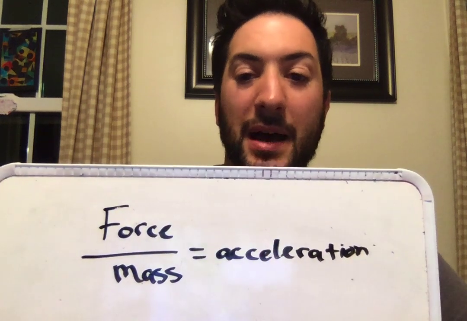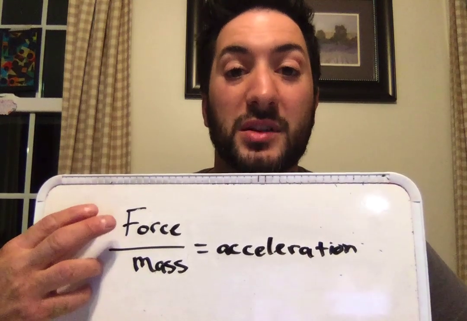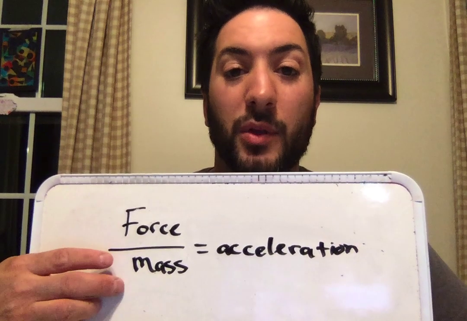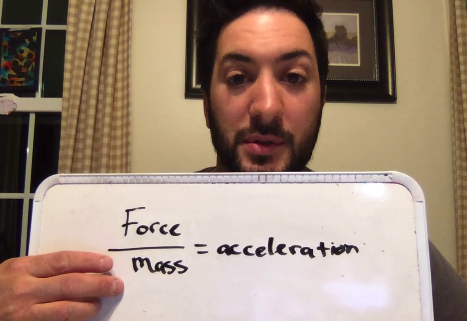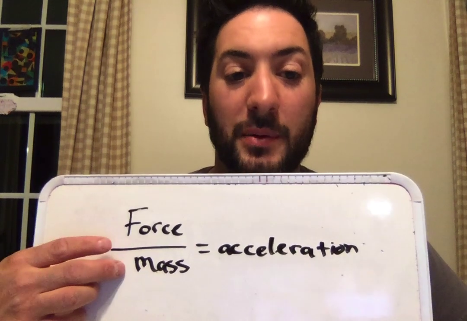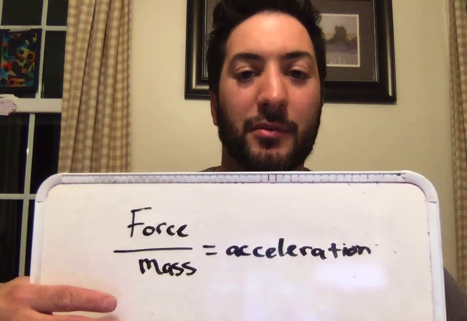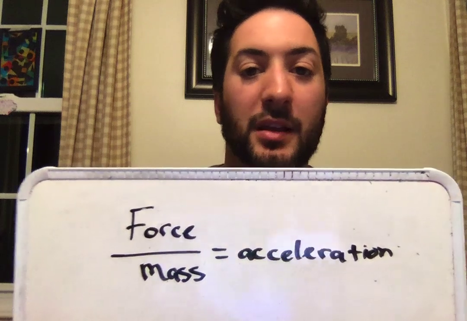You apply a force of 30 newtons to something with a mass of 6 kilograms. What would your acceleration be? 30 newtons divided by 6 kilograms equals 5, right? The units for acceleration are meters per second squared. Okay, does that make sense to everybody?